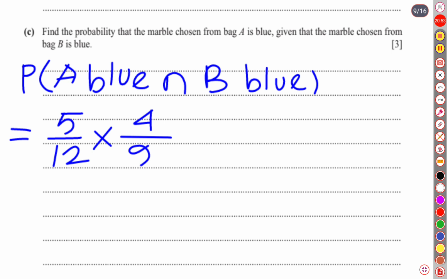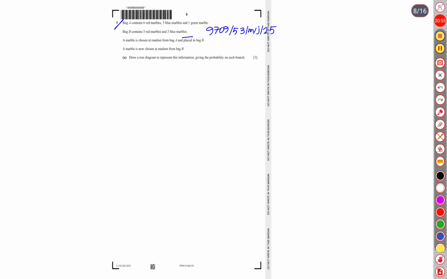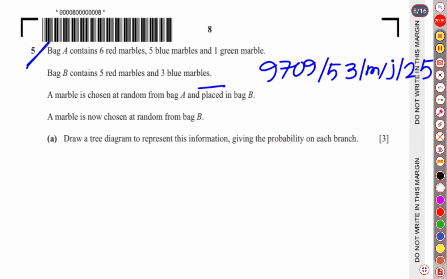Let me show you from that page. Look at this here. In bag A there were how many blue marbles? 5 blue marbles. Okay, so we have written 5 out of 12. Total there are 12 marbles. Then if this blue marble is kept in the second bag, then it will be 4 blue marbles out of what? 3 plus 5, 8 plus 1, 9. So out of 9, now the number of blue marbles is 4.